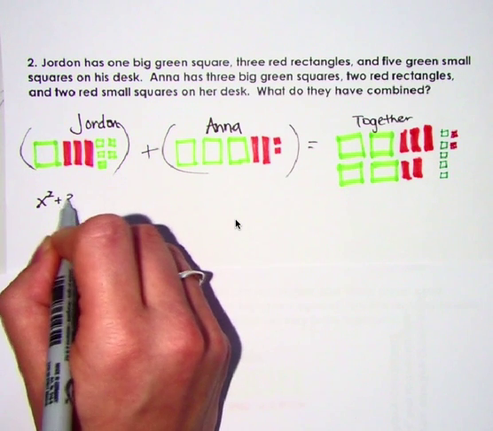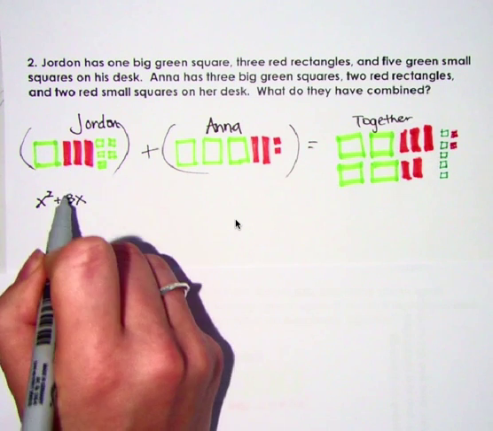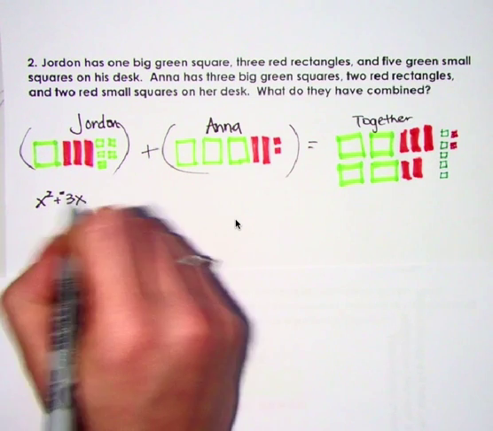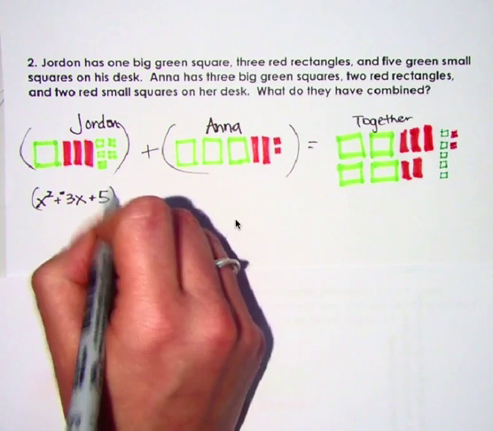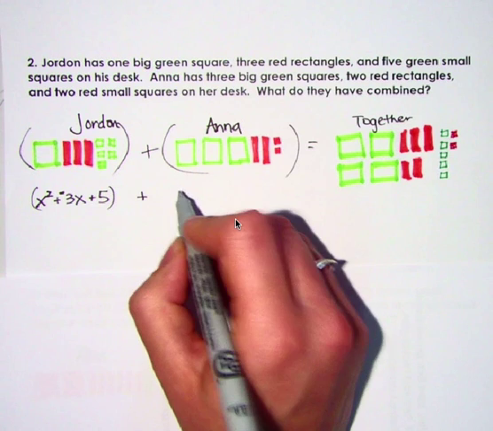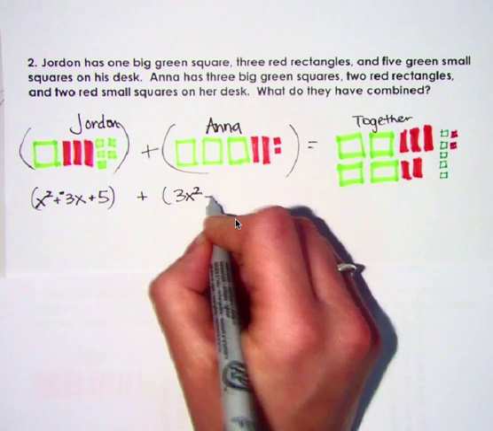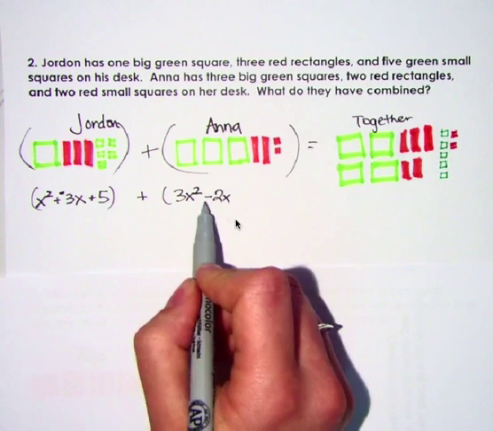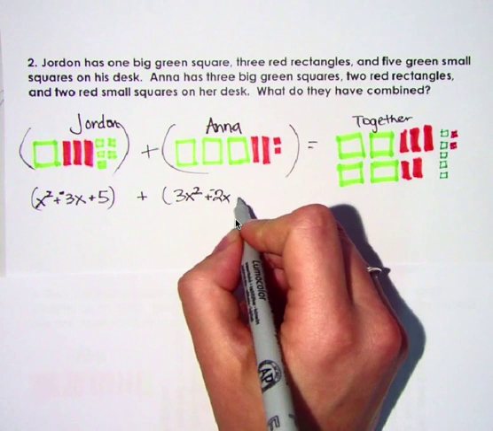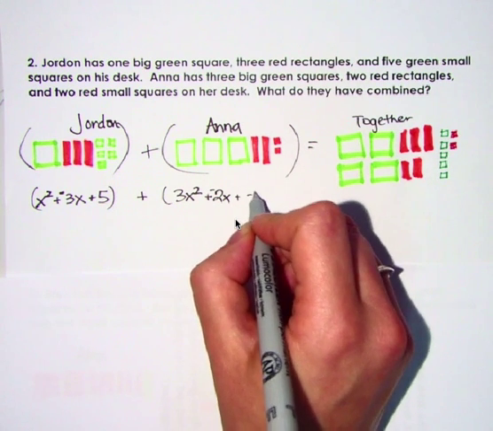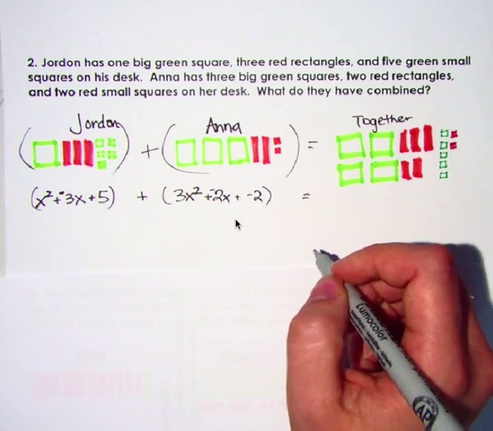And then he has 3 x's, but wait, he doesn't just have 3 x's, he has 3 negative x's. Don't forget that negative sign. And then he also has 5 positive 1 tiles. All right, Anna has 3x squares. She has negative 2x's. I can write it as minus 2x, or I can also notate it like so. Same thing. And she has 2 negative 1 tiles.